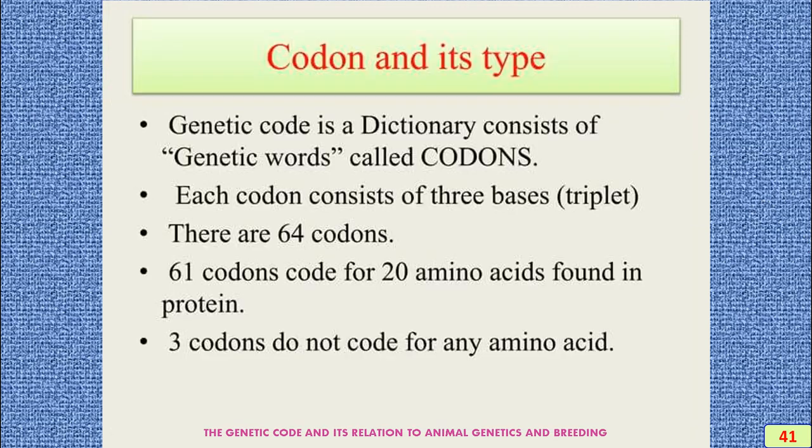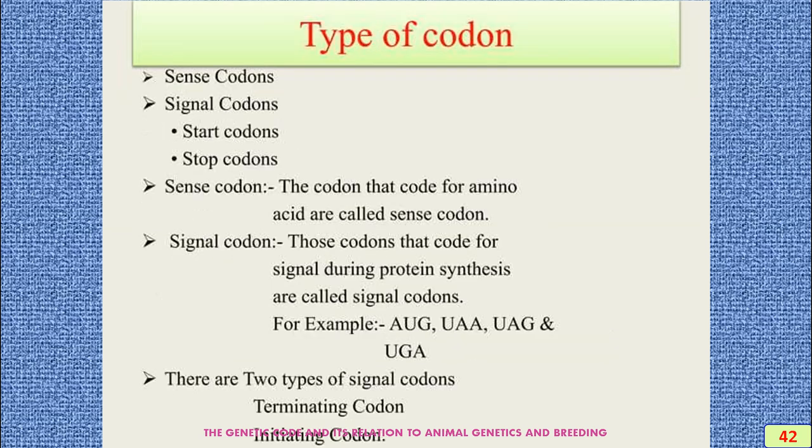Then the genetic dictionary consists of genetic words called codons. The genetic code is also called the codon, and each codon consists of a triplet of three bases. There are 64 codons, and 61 codons code for the 20 amino acids found in proteins, and three codons do not code for any amino acids, such as the three stop codons. The types of codons are called sense codons, start codons and stop codons. A sense codon is a codon that codes for an amino acid.